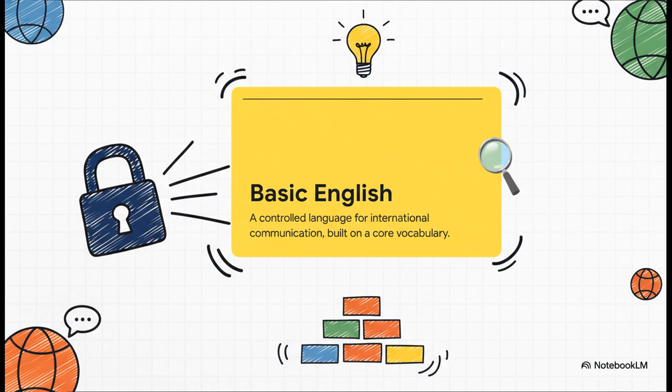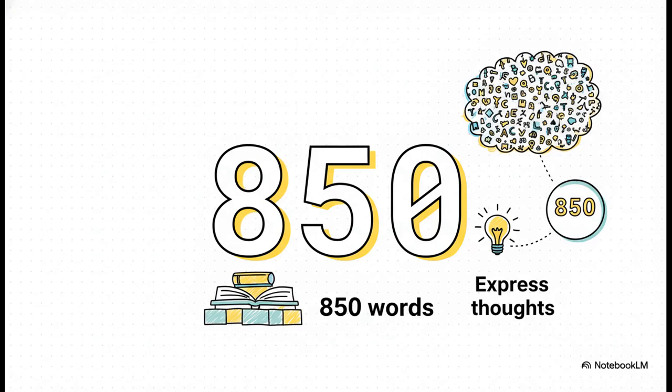So, Basic English is what's known as a controlled language. Think of it like a simplified version of English, but with a really strict set of rules. It was designed from the ground up to be an easy-to-learn language for international use, built on a tiny foundation of words. And just how small is that foundation? Just 850 words. That's it. The entire system is built on the idea that you can express almost any complex thought using just this core vocabulary. When you think about the hundreds of thousands of words in the full English language, 850 seems almost impossibly small, doesn't it?